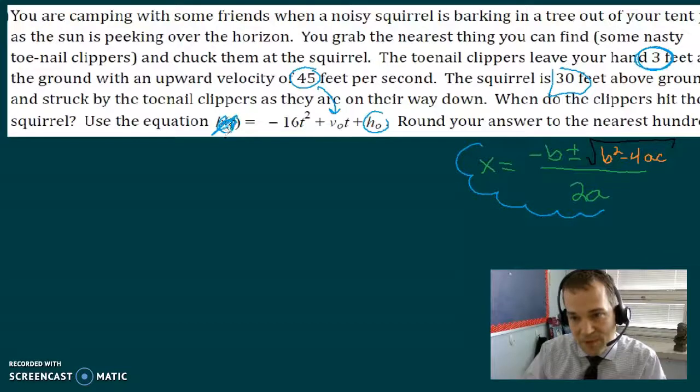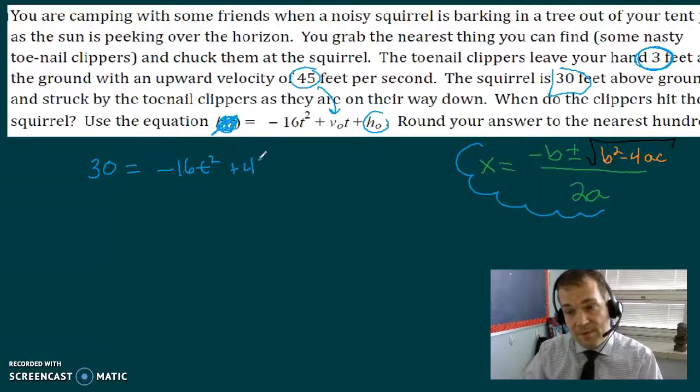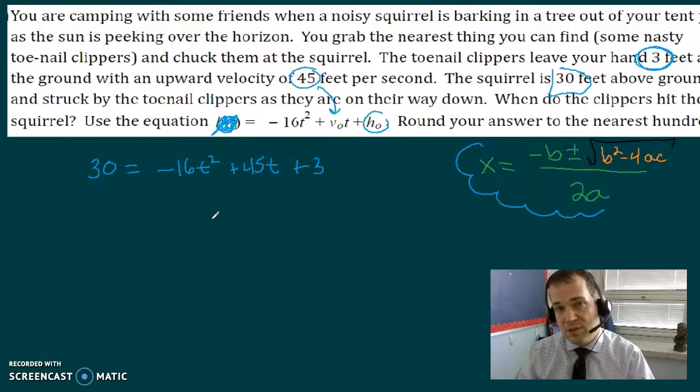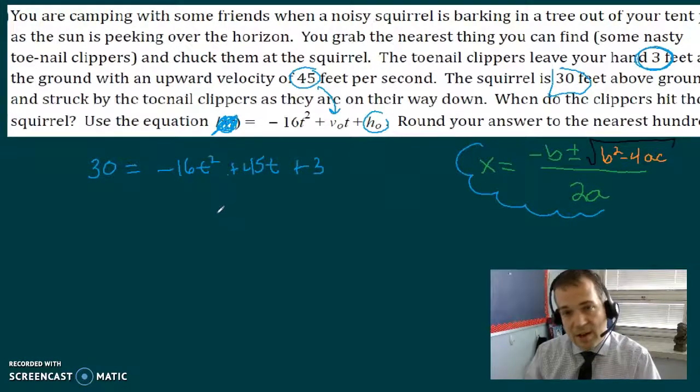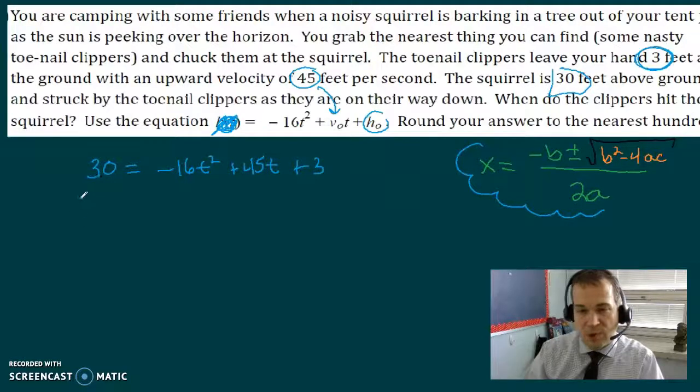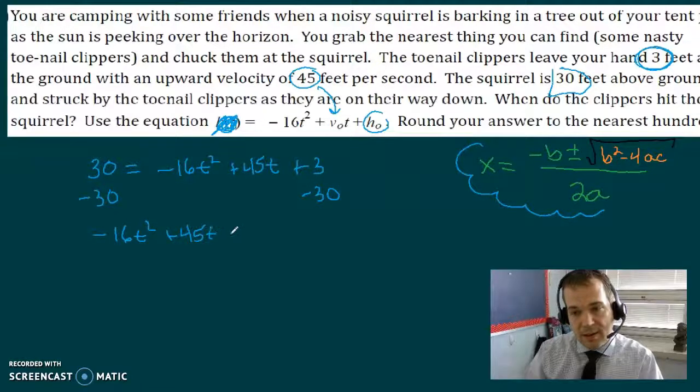So this 30 goes in for this h of t over here. So the quadratic I'll set up is, when is it going to be 30? Negative 16t squared plus that 45 feet per second plus that initial height. And now it's just a matter of solving it like you solve any quadratic. One side should be 0, so I'll start by subtracting 30 from both sides, giving me the problem negative 16t squared plus 45t minus 27 equals 0.